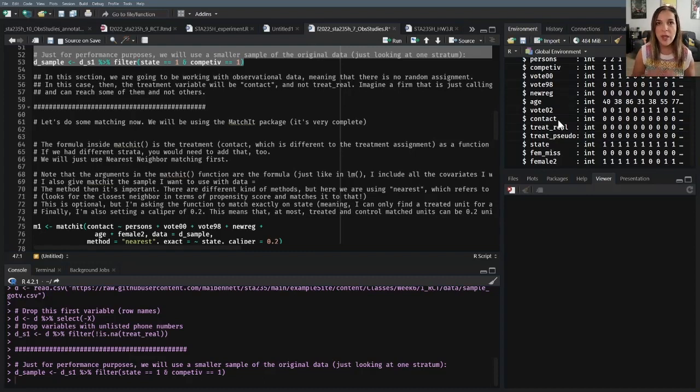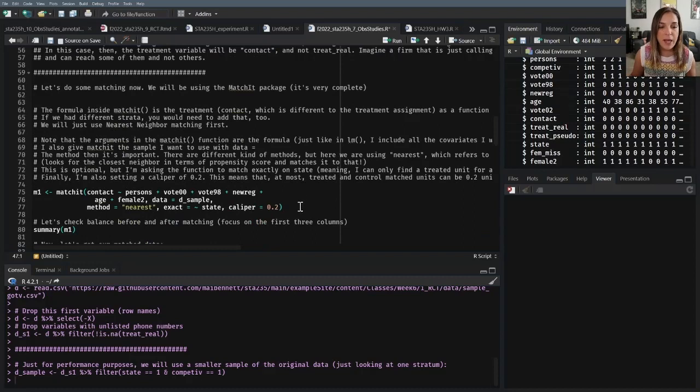Okay, so you can think about this as observational data in the sense that this could be a list that the get out the vote campaign has with them. They didn't randomize anything, they just tried to call everyone. Some of them picked up, some of them did not. So we're trying to get a causal effect out of this.